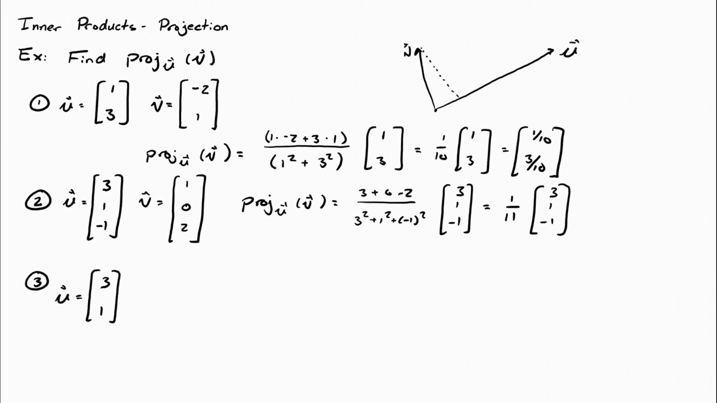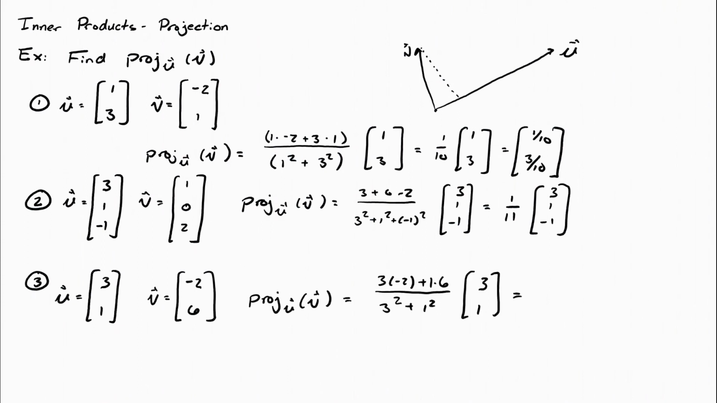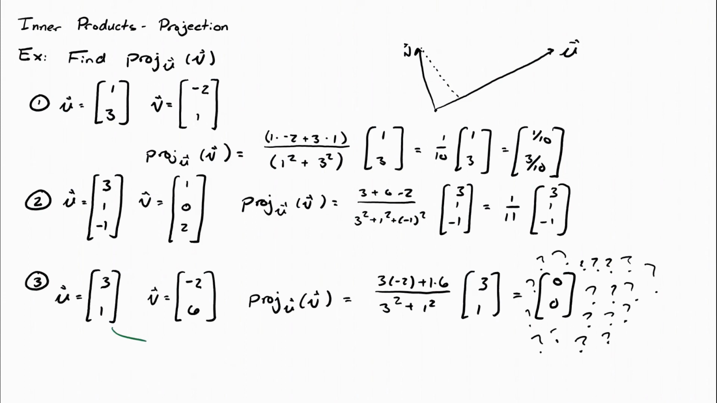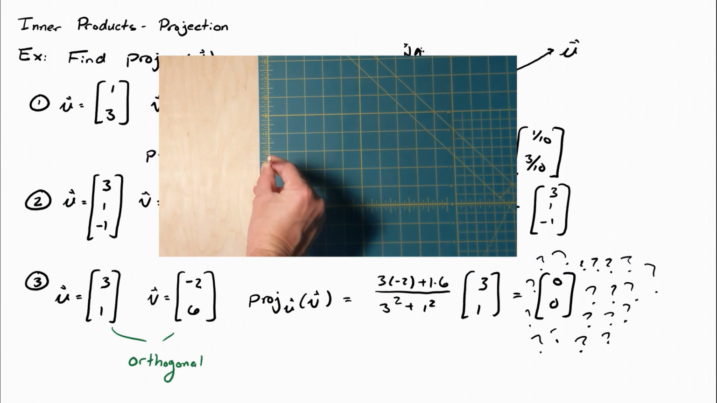Finally, u equals (3, 1), and v equals (-2, 6). Then the projection comes out to be 0. Why? Well, these vectors started out orthogonal, which kills the entire projection. It's like the example at the beginning where the dowel was vertical. You just saw the end, there was no width at all.